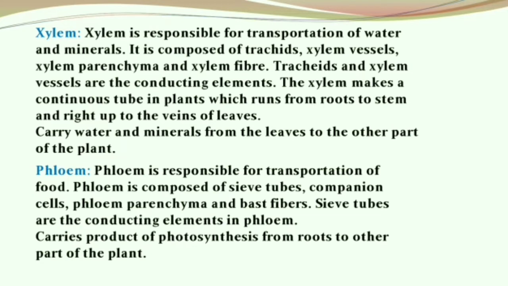Composition of xylem: tracheids, xylem vessels, xylem parenchyma and xylem fibre. Coming to phloem, these are sieve tubes, companion cells, phloem parenchyma and bast fibers. Now, which is the conducting element in xylem? Xylem's conducting elements are the tracheids and the xylem vessels, whereas in phloem, sieve tubes are the conducting elements.